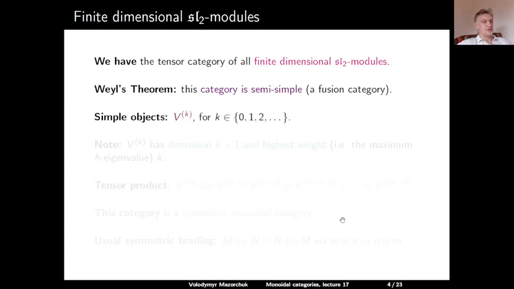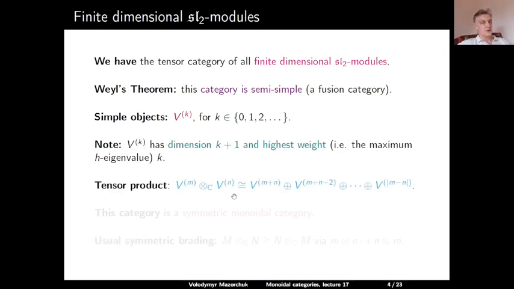The simple objects in this category are indexed by non-negative integers. So if you have a non-negative integer k, we have the corresponding simple object V upper k. This is a simple module which has dimension k plus 1, and it has the highest weight, so the maximum H eigenvalue, which is equal to k. So the index is actually the highest weight of this module.